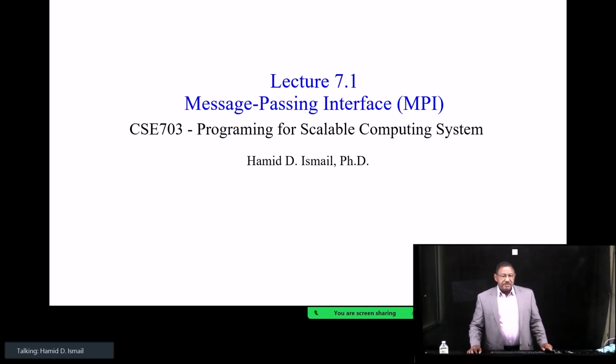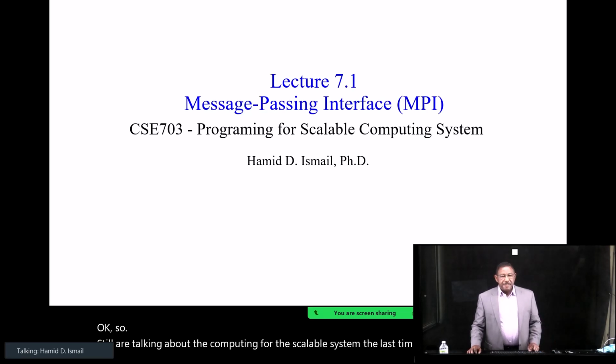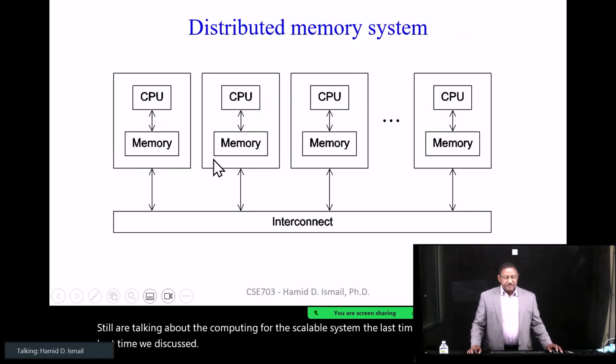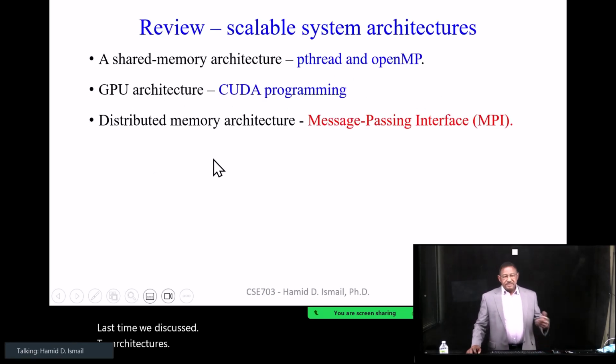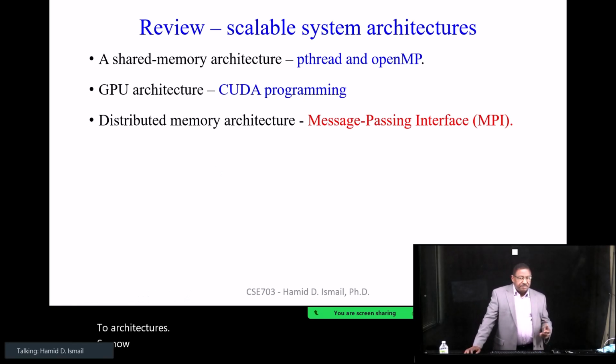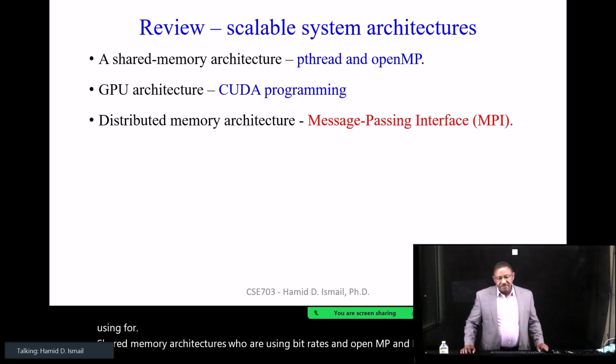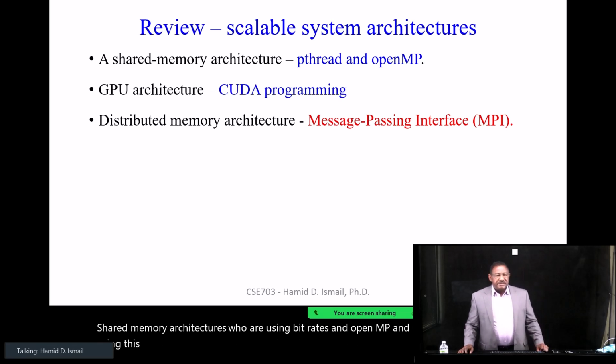So still we're talking about computing for scalable systems. Last time we discussed two architectures. So now you know what shared memory architecture is and what kind of programs you are using for shared memory architectures. You are using Pthreads and OpenMP, and I hope that now we are using them efficiently. And also we discussed GPU architectures and CUDA programming.